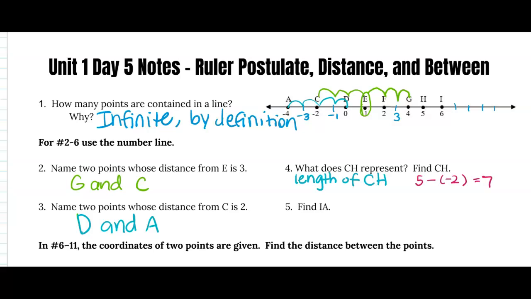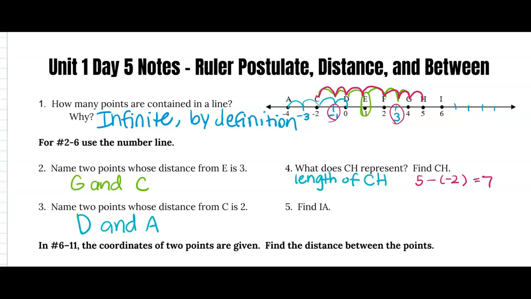If you do big minus little, the absolute value isn't necessary. If you don't, the absolute value is necessary. Or you could always count it. So starting at C, I go 1, 2, 3, 4, 5, 6, 7. The main thing to remember is to fill in any missing coordinates. Now you find the length of IA.